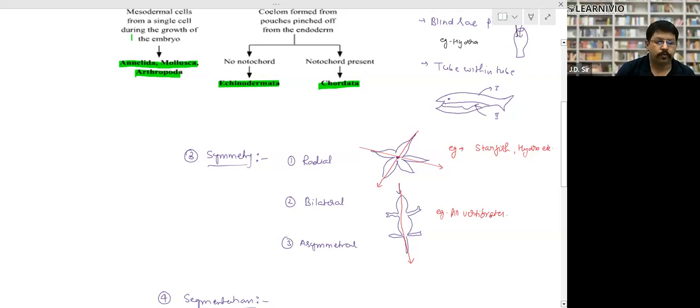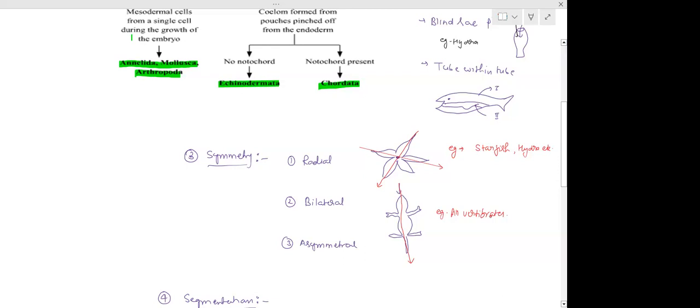Asymmetrical, I have already told you what it is, where symmetry is not present. Is that criteria clear to all of you? Third criteria, symmetry. Did you get the symmetry? Chidika, are you getting it? Yes, sir. Great.